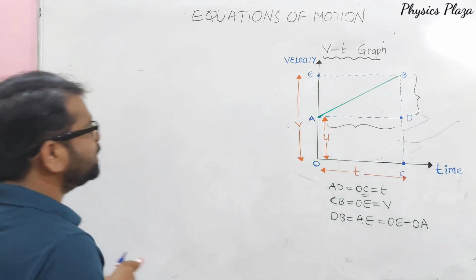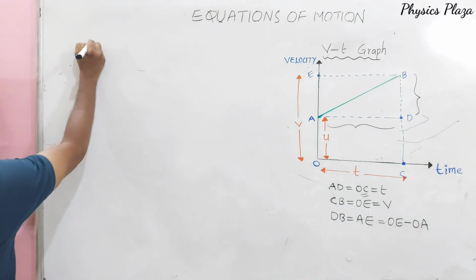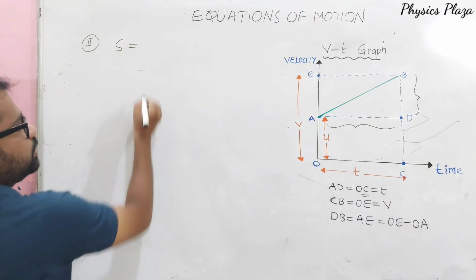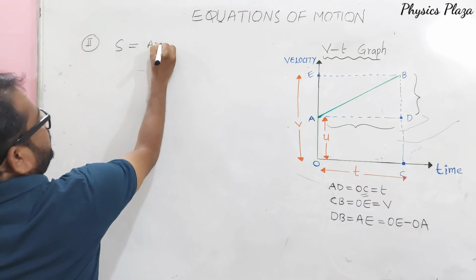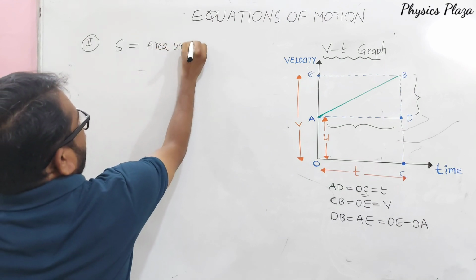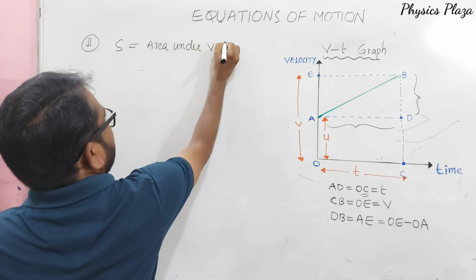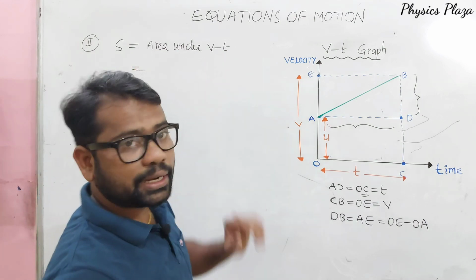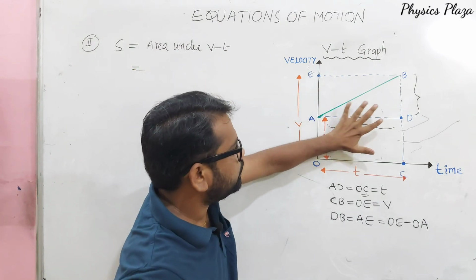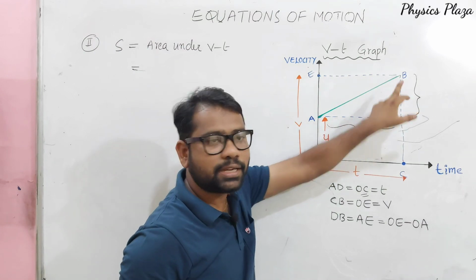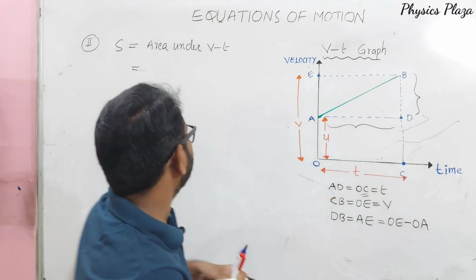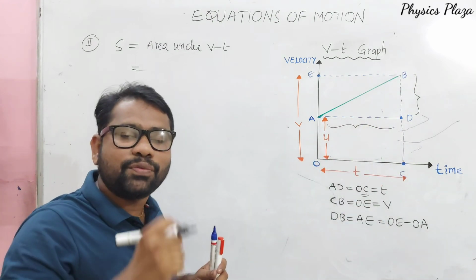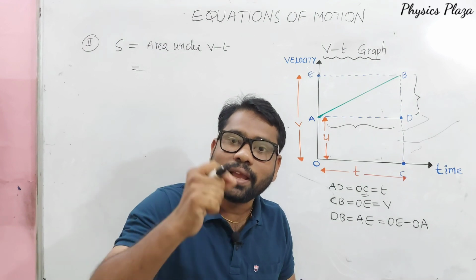Now let us calculate the distance. Children, second equation of motion here. So how can you calculate S, dear children? By finding the area under the velocity time graph. Look here. The area under the velocity time graph means this complete area under this green color line. It is nothing but OABC, a trapezium. So we have to calculate the area of the trapezium.